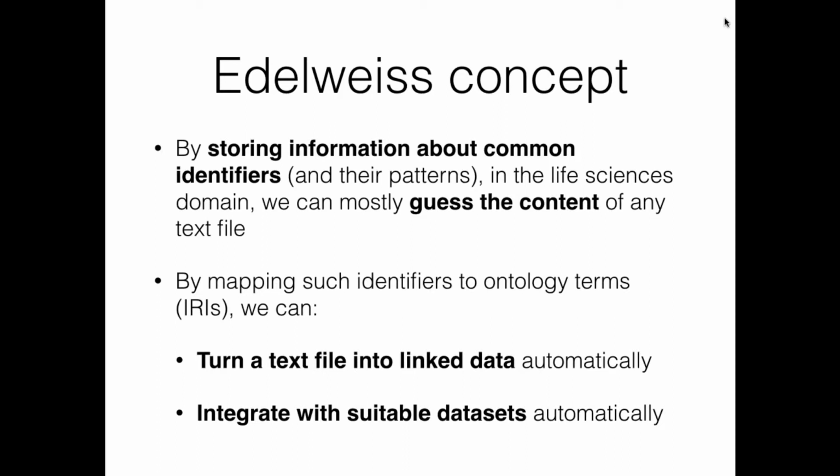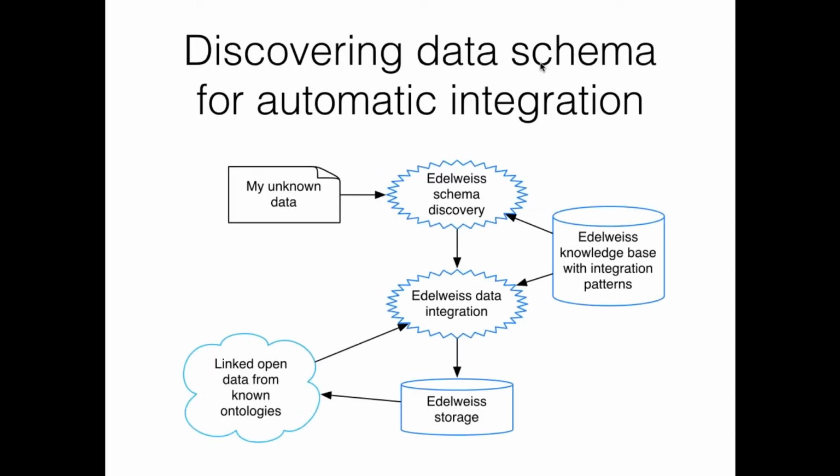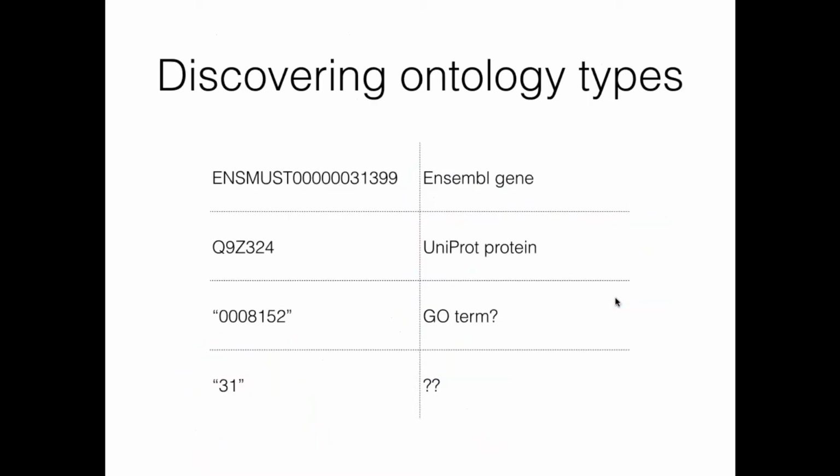And then just looking at that again as a flow chart, you take the unknown data, you perform the schema discovery, and then the Edelweiss knowledge base has integration patterns, and this knowledge base is a resource that we keep extending over time. So we keep adding information to it about identifiers from proteins or small molecules or pathways, ontology terms, and so on and so on. And then we store all this in the Edelweiss storage.